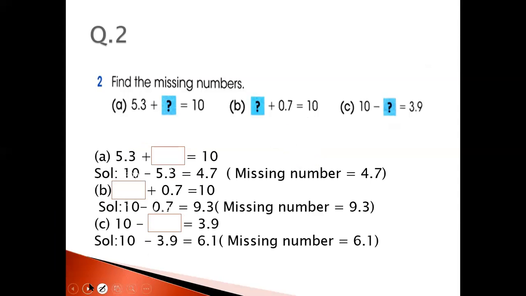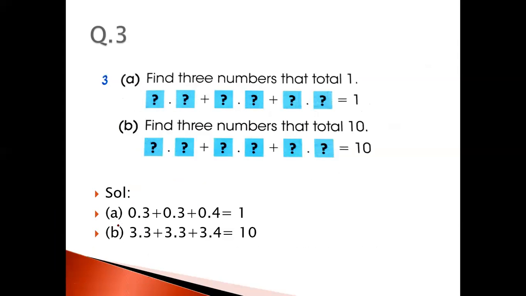Because this is simple subtraction and addition, just keep in mind how you are moving the numbers. See, here they said to find three numbers whose total is 1. So we are going to find the numbers. What I have done here is 0.3 plus 0.3 plus another 0.3. Let's see whether the addition will give us 1 or not.